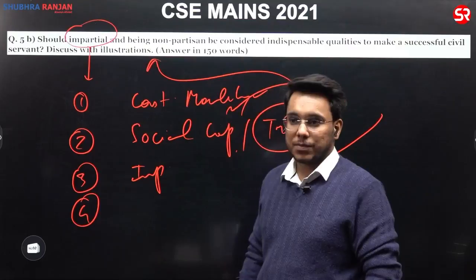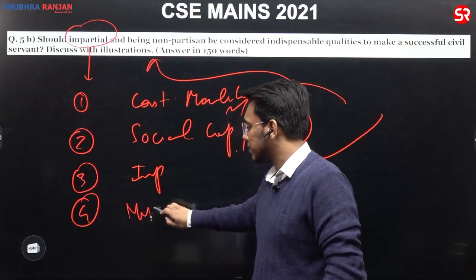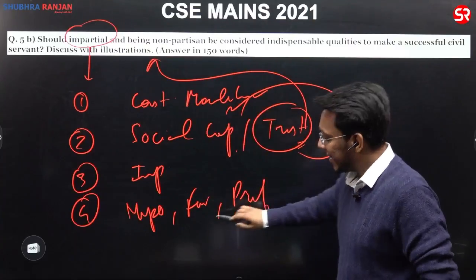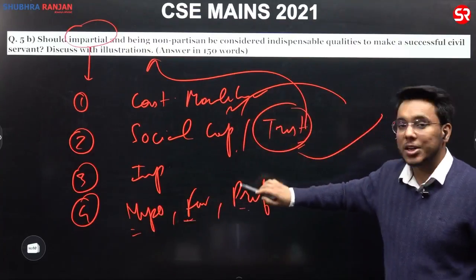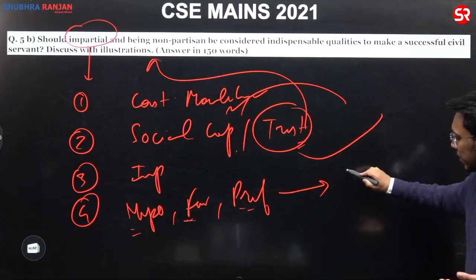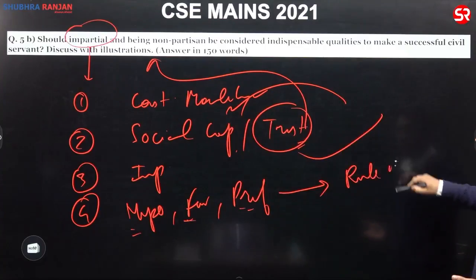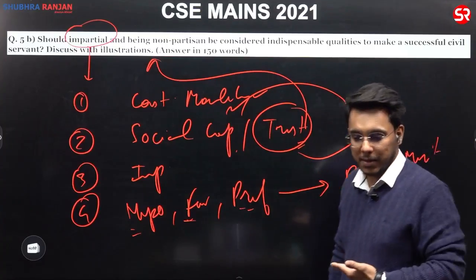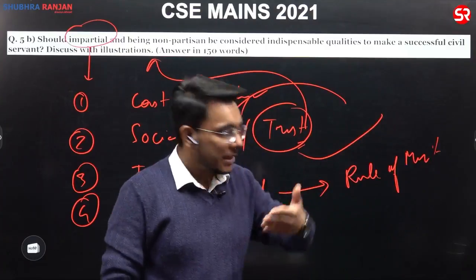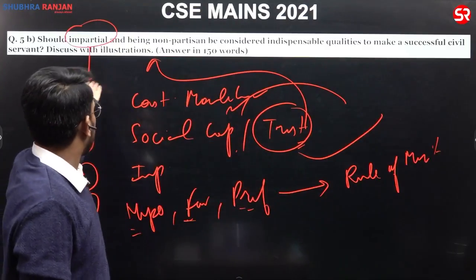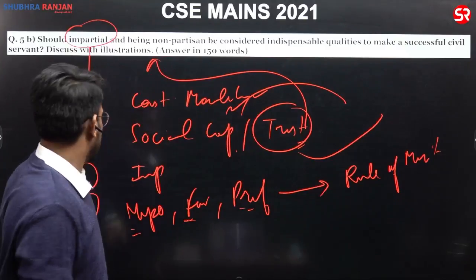Being impartial will avoid nepotism, favoritism, preferential treatment. And when nepotism, favoritism, preferential treatment are avoided, what will happen? The rule of merit, or simply meritocracy, will come. So in this particular manner, impartiality will be an indispensable quality.